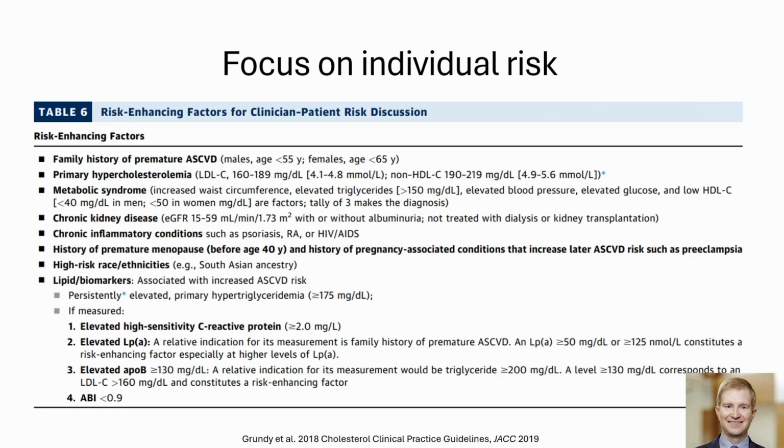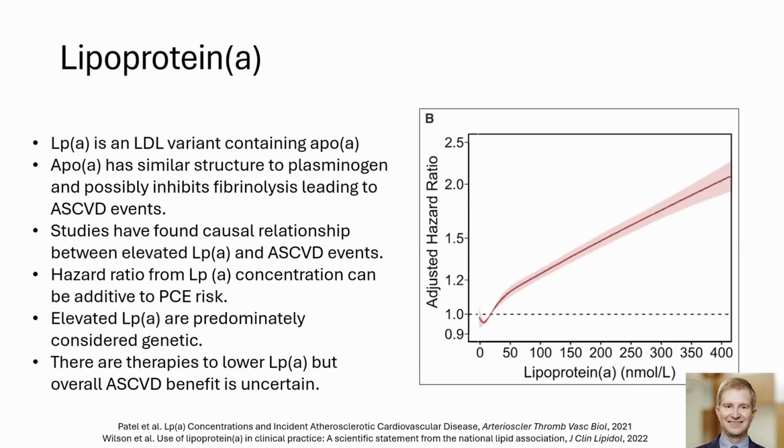And then finally, if the risk is still uncertain in this patient population, there are other tests that can be performed to help us really understand that risk. There are numerous out there, and I'm going to talk about a couple of these now. So the first is Lp(a). What is Lp(a)? This is an LDL variant. It contains a protein called ApoB. This protein has a similar structure to that of plasminogen and may inhibit fibrinolysis, and in vulnerable plaques increase the risk of atherosclerotic events.